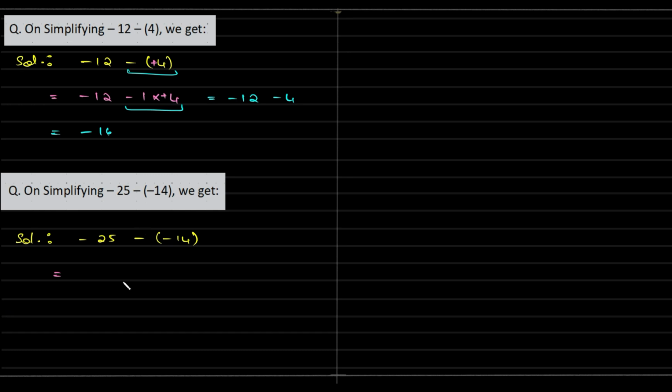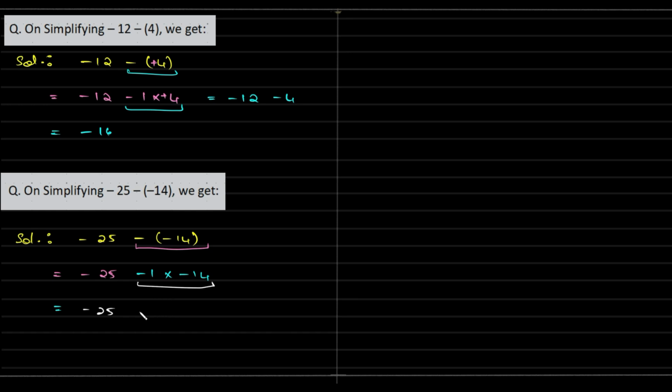Okay, so what we're looking at is -25, right? I just copied the first term, and when you look at the second term, quite a few things are happening. So we have -1 into -14. So what do we get? We have to solve this first as per BODMAS.